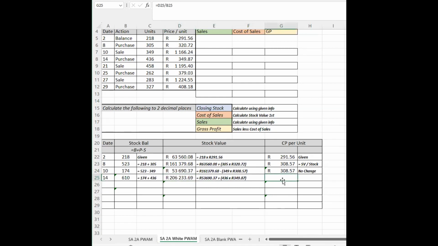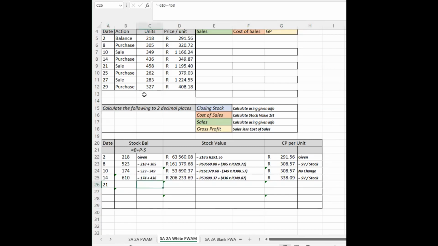We take that stock value of 206, we divide it by the total number of items in stock, the 610, and we get a new average weighted value of our stock of 338.09. Good. And then again, on the 21st, we have a sale.